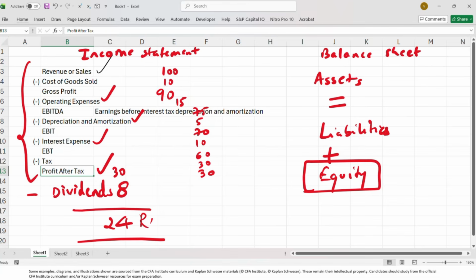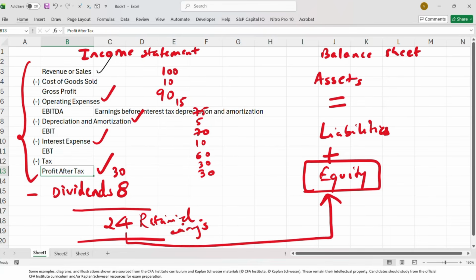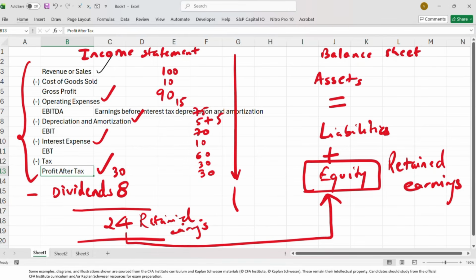And this is typically known as retained earnings because you don't have to pay anyone now. So this 24 gets recorded here in the equity side of the balance sheet. And this is typically what I called retained earnings. So what happened? If you say I have one more expense of 5 rupees, that 5 rupee expense went through the profit and loss, and from the profit and loss, it went to the balance sheet.